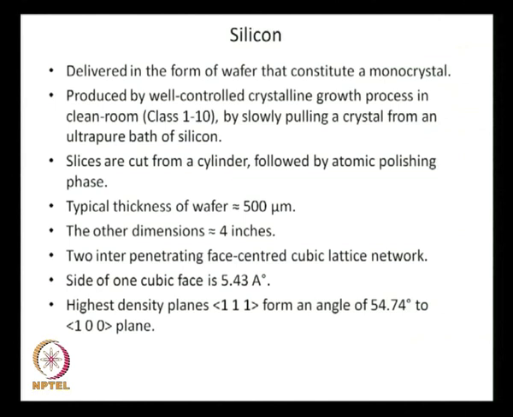Okay. Typical thickness of a wafer is 500 micrometer, the other dimension is 4 inches. Two interpenetrating face centered cubic lattice networks, you understand what that is, I just now mentioned. Side of one cubic face is 5.43 angstrom and the highest density planes, 111, form an angle of 54.74 degree to the 100 plane. These 111 and 100, these are called Miller indices.